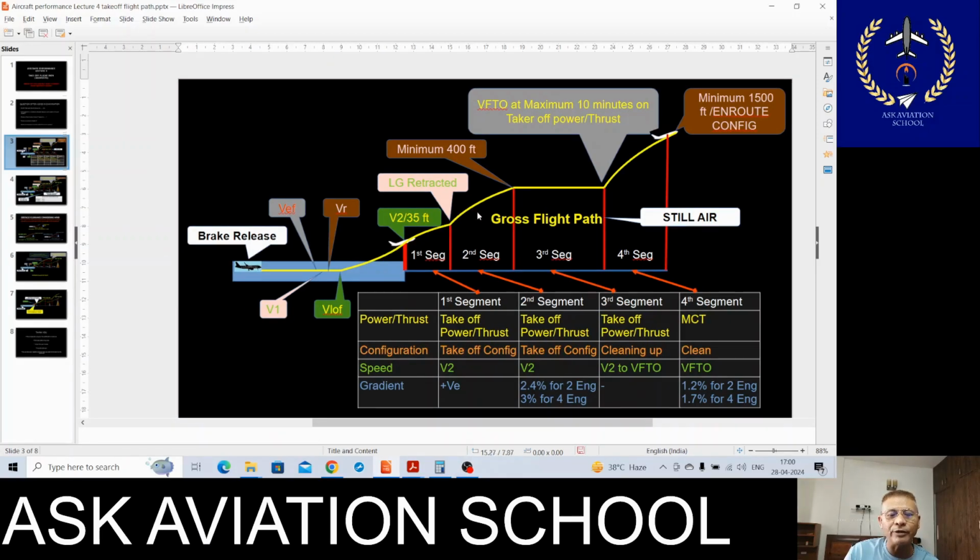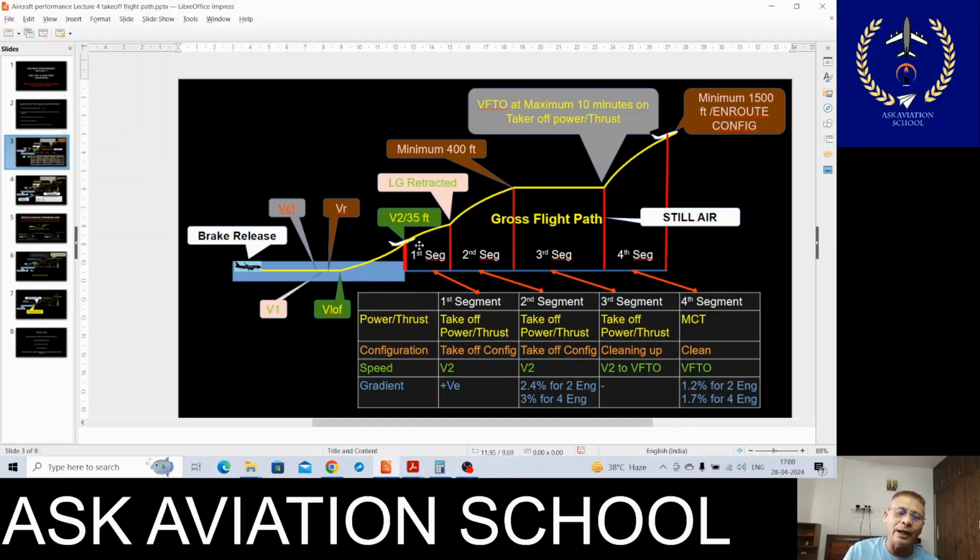But in all these segments, the minimum climb gradient you must achieve is as given. Positive gradient 2.4 or 3%, depending upon whether it is a twin engine aircraft or 4-engine aircraft. Here it is not climbing, so therefore the power or thrust output remains the same, so it is a straight line. And in the last segment, as the thrust output reduces, the curve is also bending. And the minimum gradient is 1.2% for twin engine, 1.7% for 4-engine aircraft.